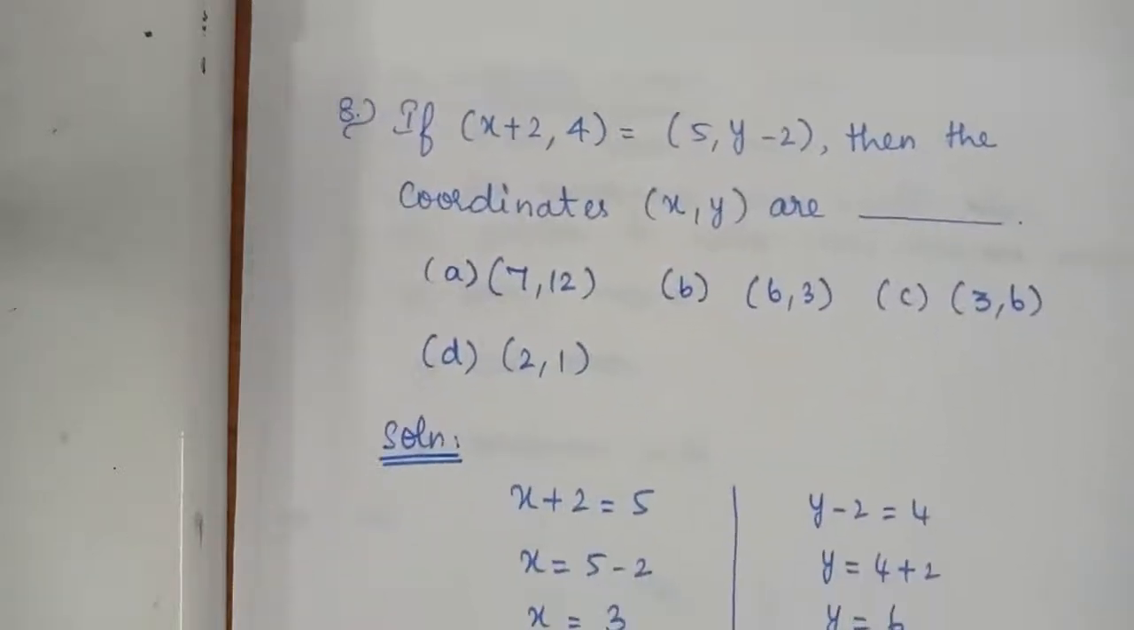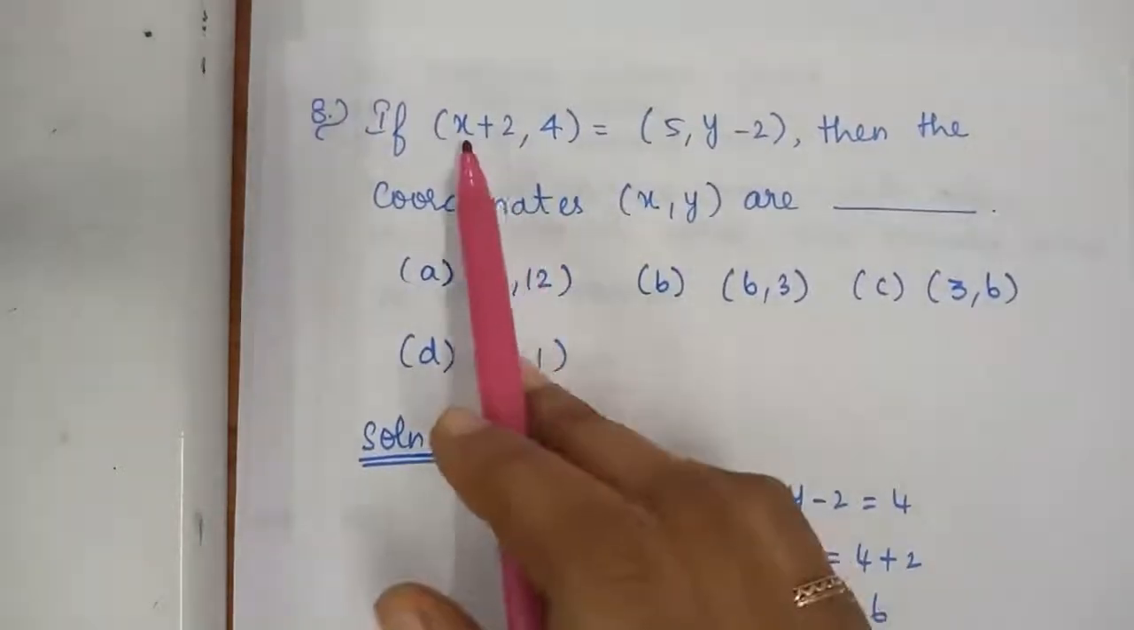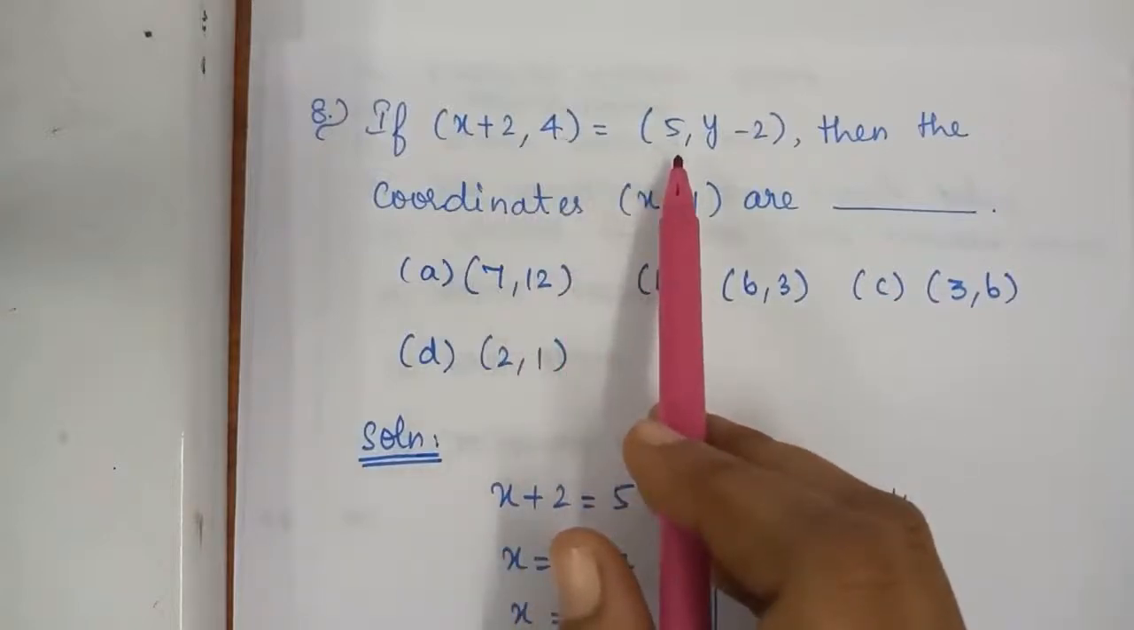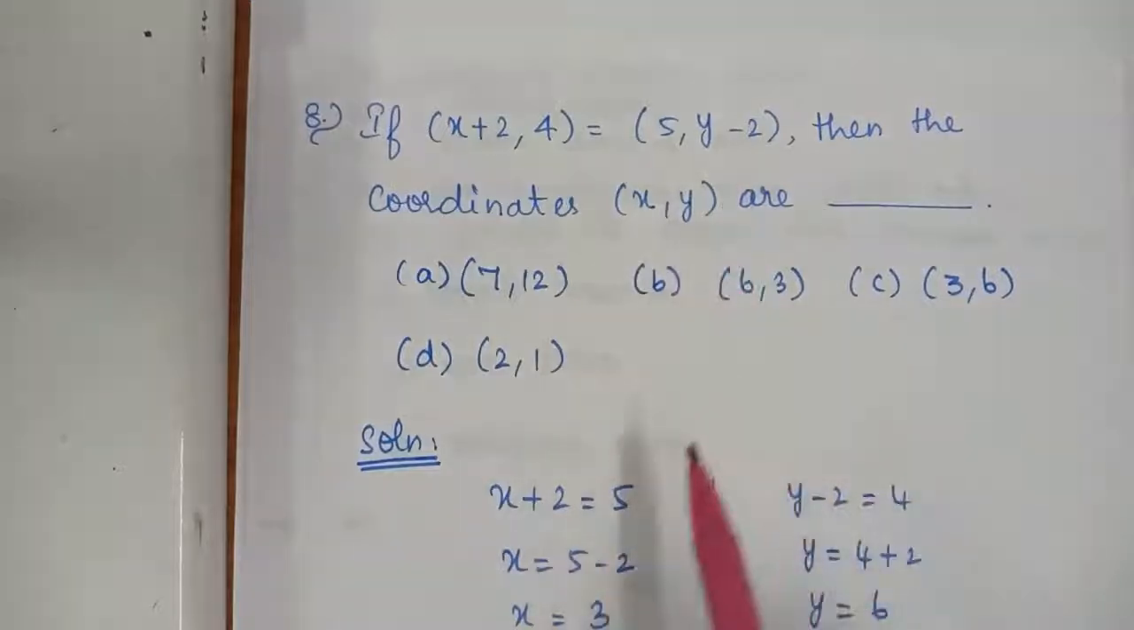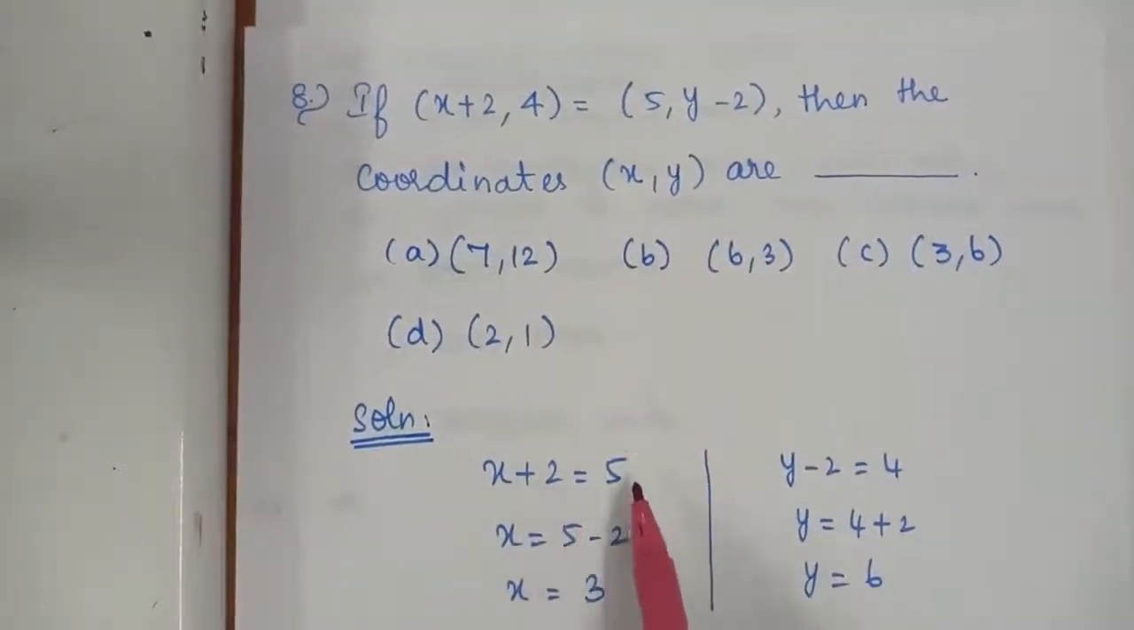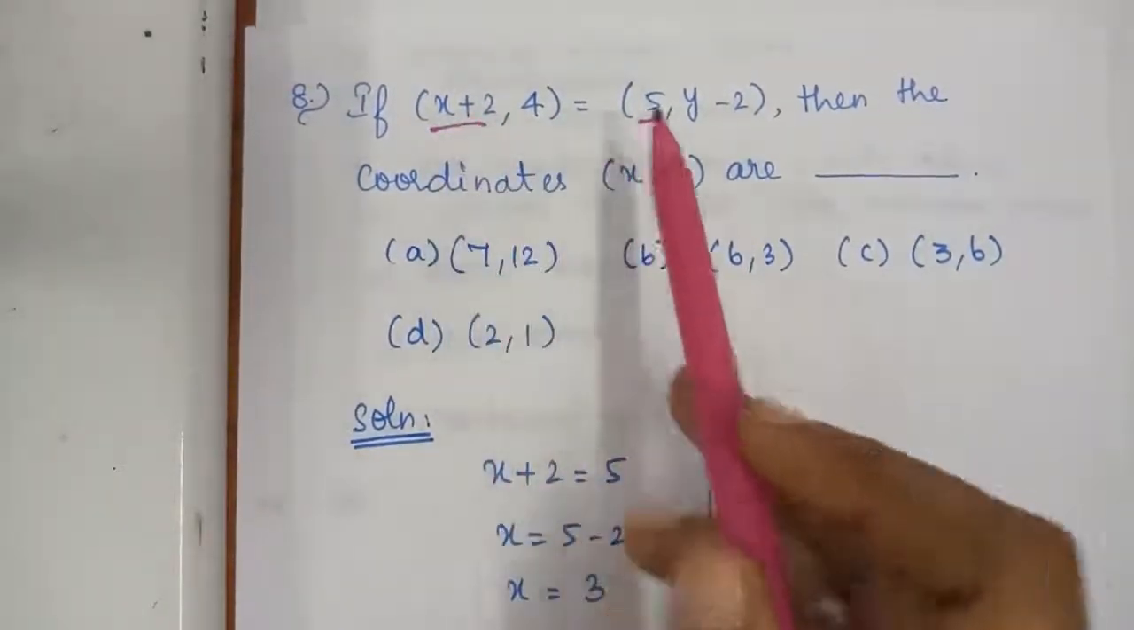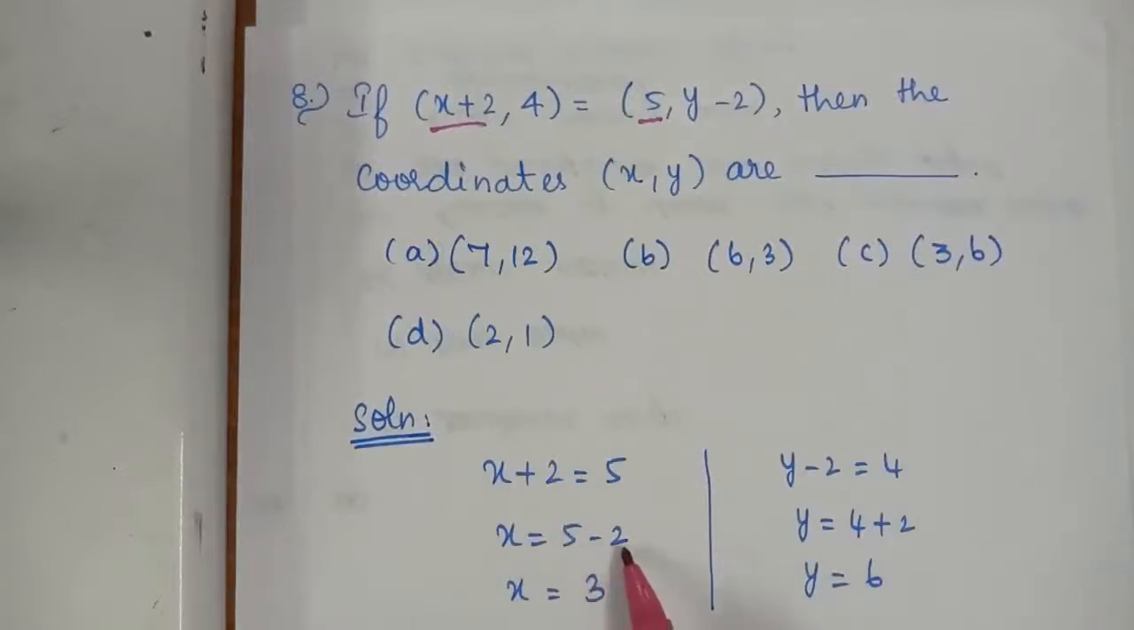So solution: here the given coordinate is x plus 2 comma 4 which is equal to 5 comma y minus 2. So we just directly equate the x and y coordinates. So x plus 2 is equal to 5, so x is equal to 5 minus 2. The value of x is 3.